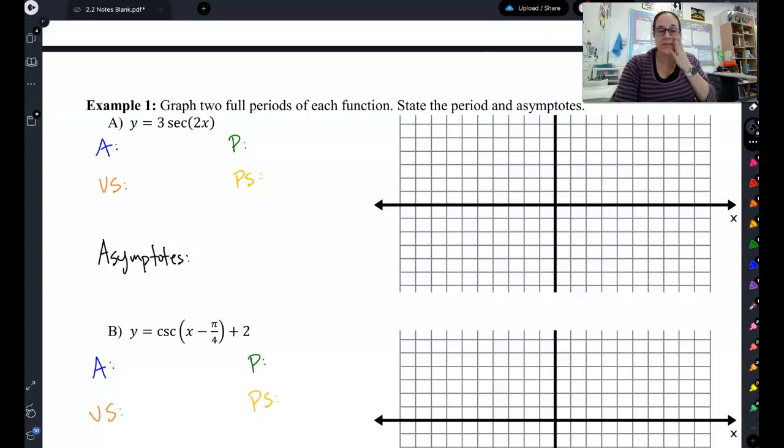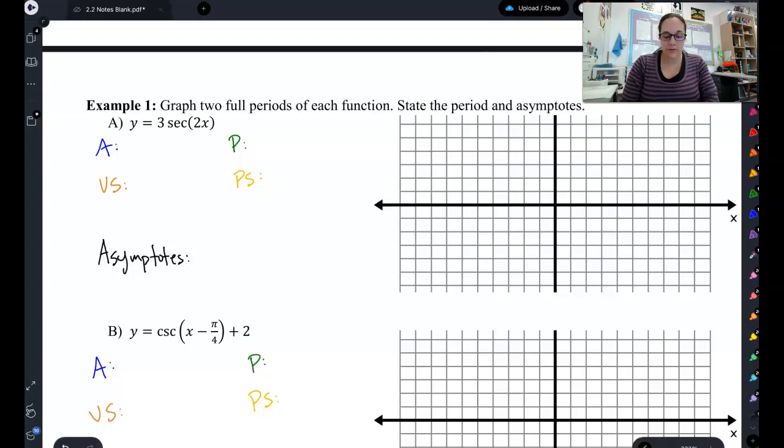Let's practice some transformations. Now, the good news for all of this is we have the same 4 transformations we had from 2.1. Amplitude, vertical shift, period, phase shift. And they're all in the same place. So amplitude is multiplying in front. Vertical shift is adding or subtracting at the end.